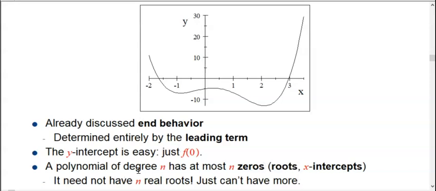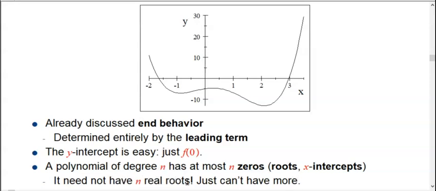So the big theorem is that if you have a polynomial of degree n, it cannot have any more than n of these intercepts, zeros, roots, whatever you want to call them. It might not have all n that it's theoretically allowed, but it can't have more.